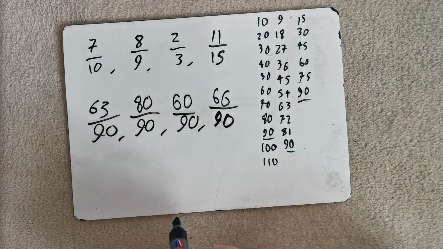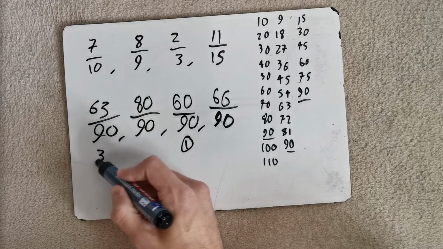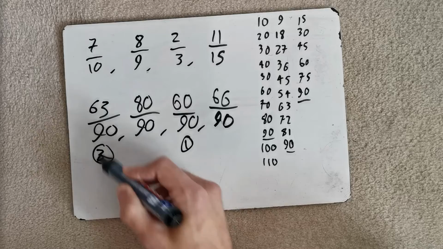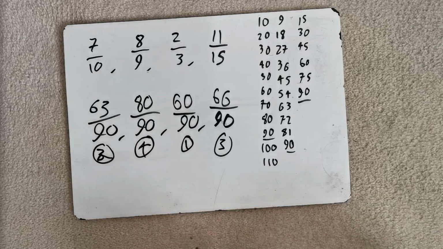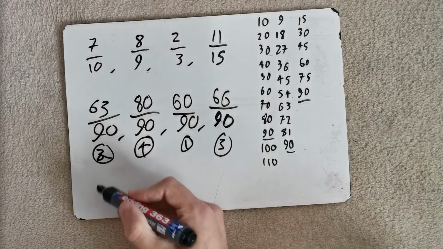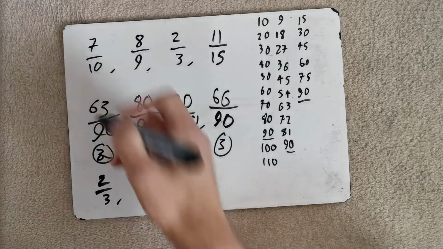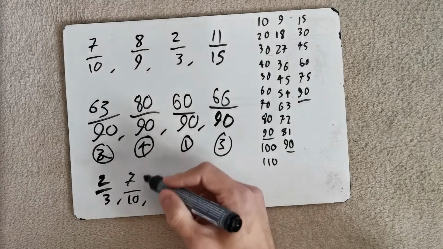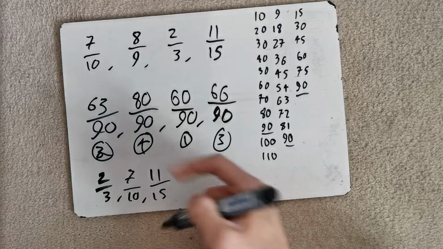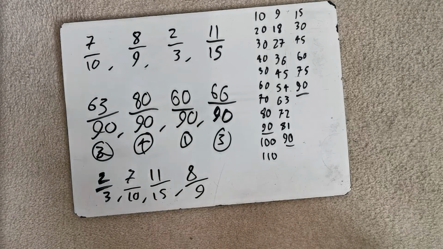Okay, and then we can put them in order. What's our smallest? There we go. Then we've got this one, and then that's our largest one. So our smallest is the 2/3. Then we've got the 7/10. Then we've got the 11/15. And then we've got the 8/9. Cool. Hope this helps. Thank you.